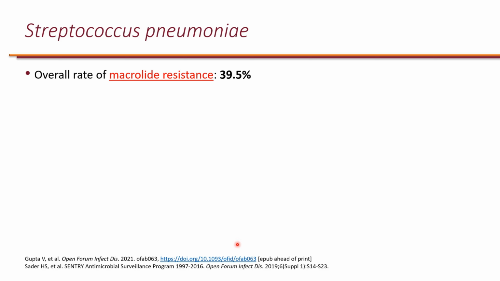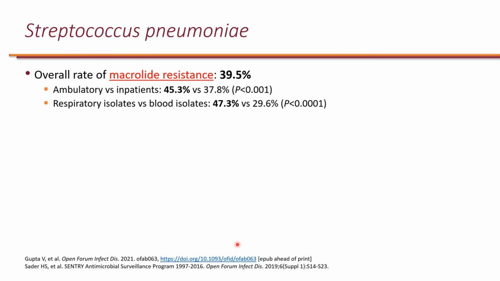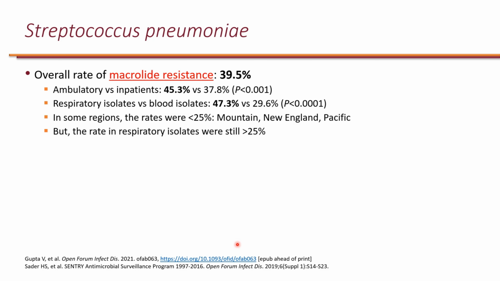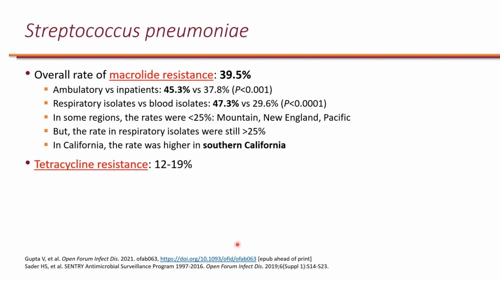The overall rate of macrolide resistance is almost 40%, and the rate is actually higher in the ambulatory care compared to the inpatient setting. The rate is also significantly higher in respiratory isolates compared to blood isolates. And in some regions, the rates were less than 25%, but even in those regions, the rate in respiratory isolates specifically were still higher than 25%. In California, the rate is higher in Southern California compared to Northern California.